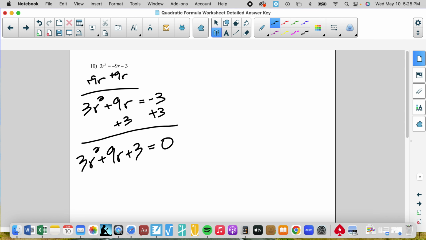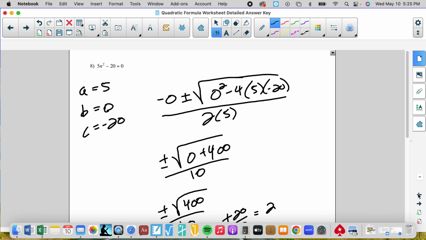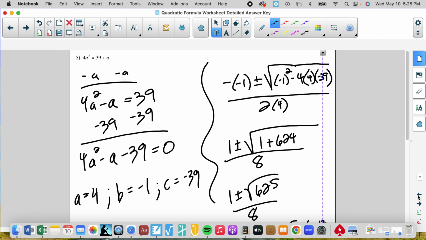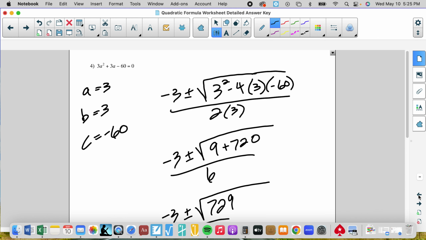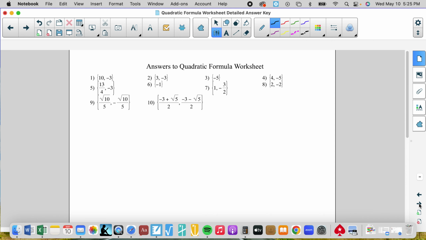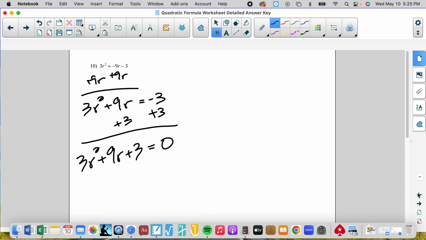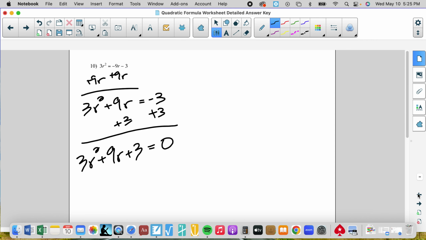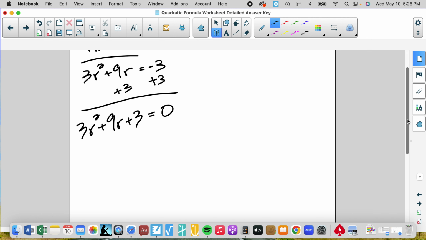I think we've done this one. Have we done this one? Where I have 3, 9, and 3? Oh, no. No, I didn't. Nope. Okay. Bad memory. Whoop. Let's see. Make sure all of our answers are good. Yes. All right. So this is going to be a fun one. You just saw the answer. It's got a lot of radicals in it.